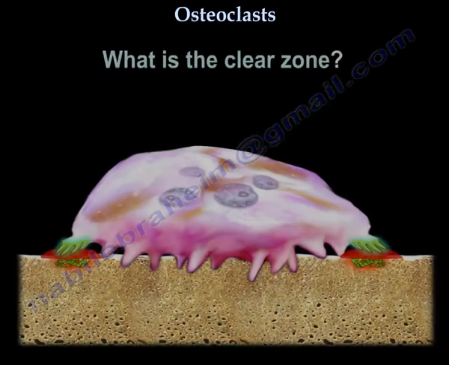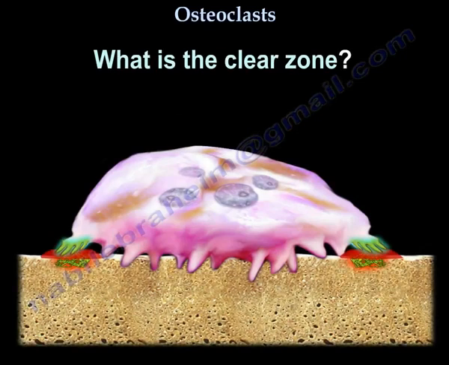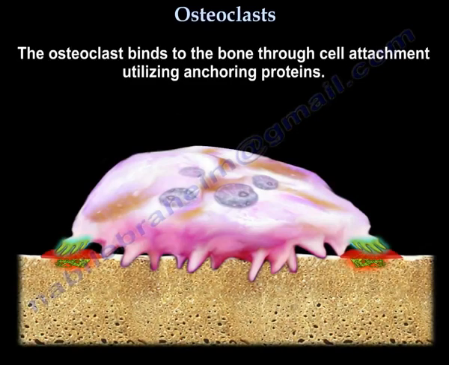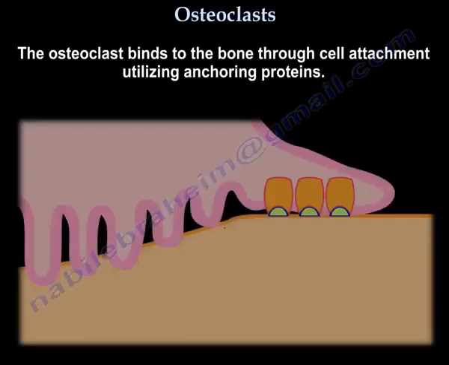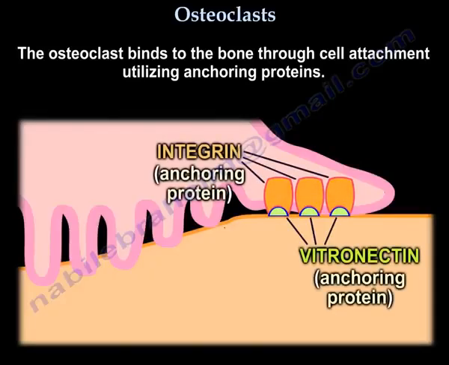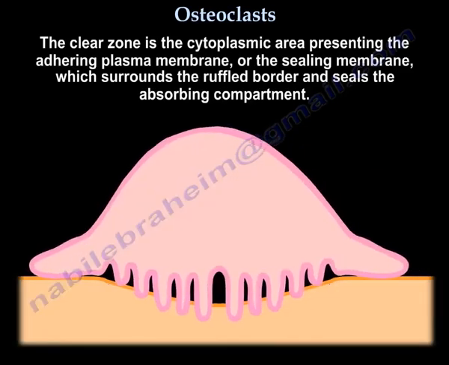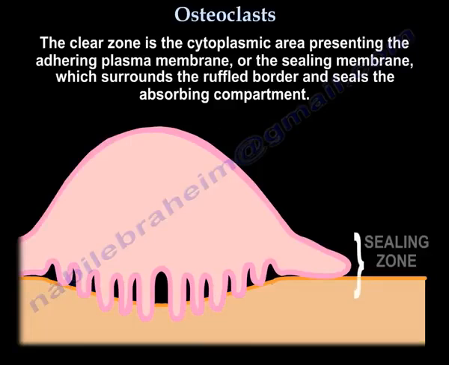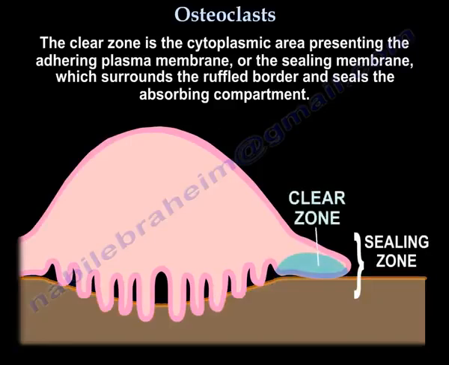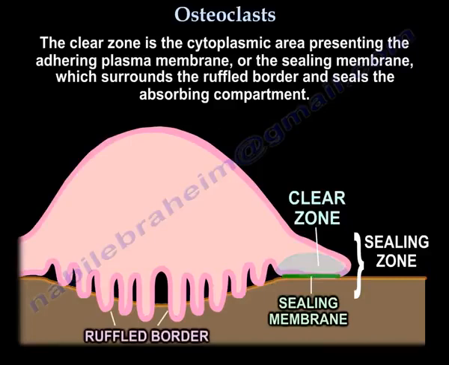So what is the clear zone? The osteoclast binds to the bone surface through cell attachment utilizing anchoring proteins. The clear zone is a cytoplasmic area presenting the adhering plasma membrane or the sealing membrane, which surrounds the ruffled border and seals the absorbing compartment.